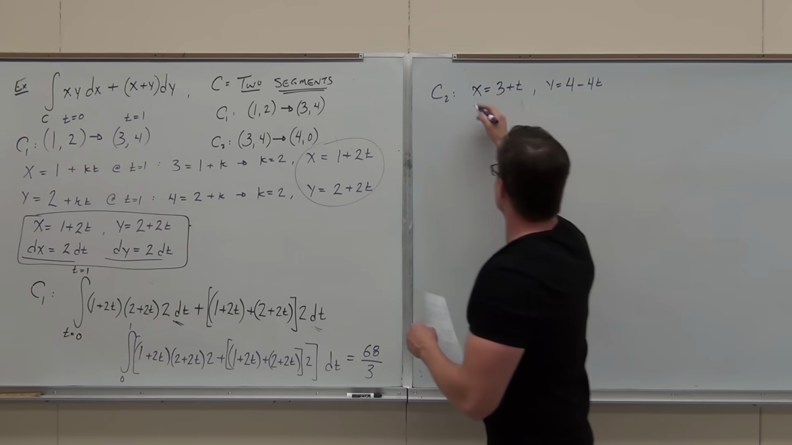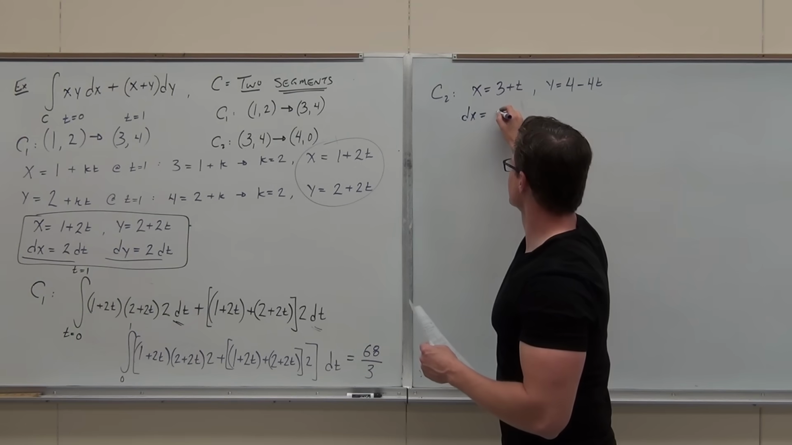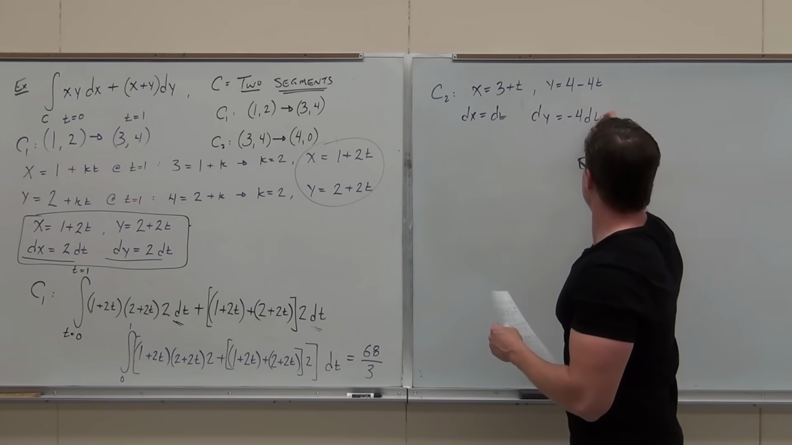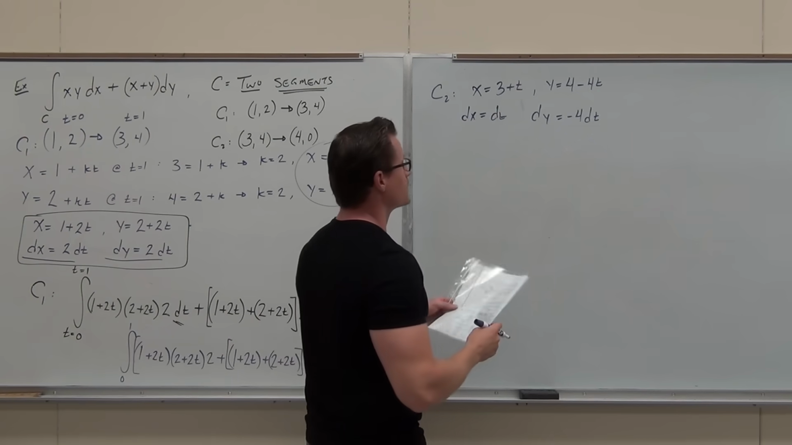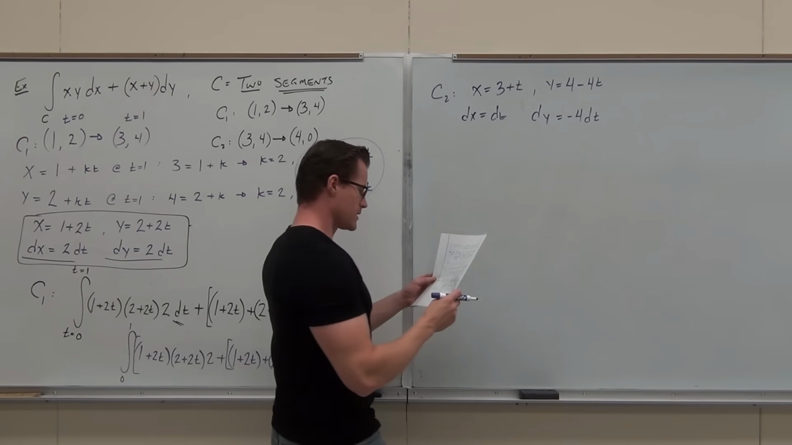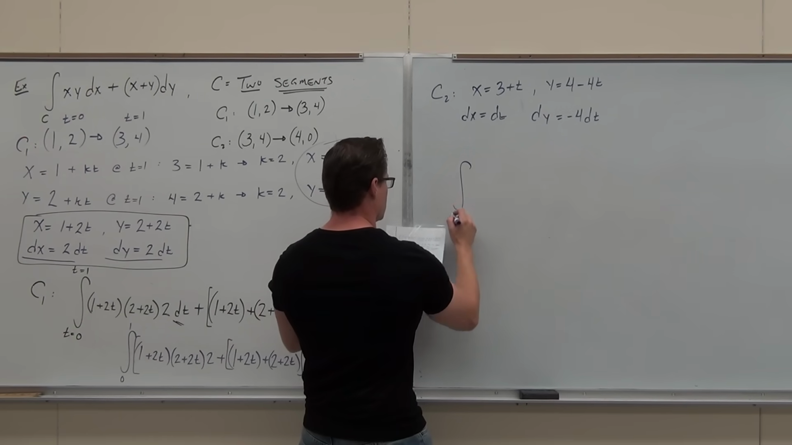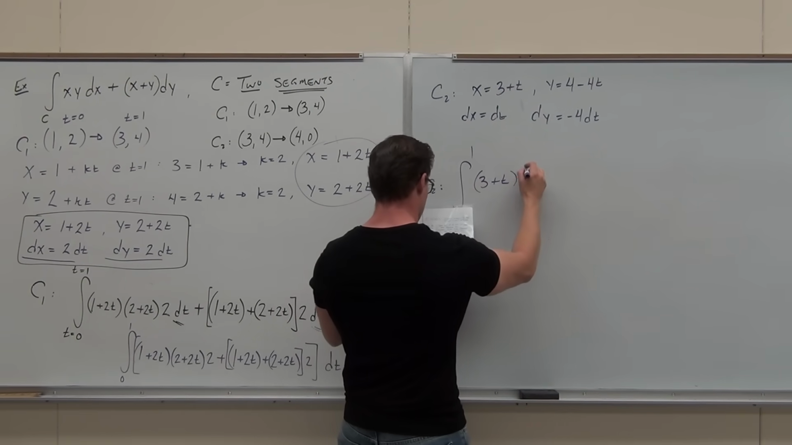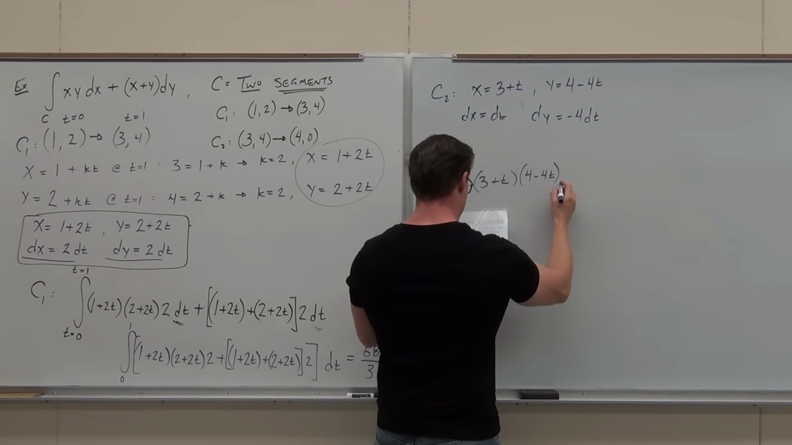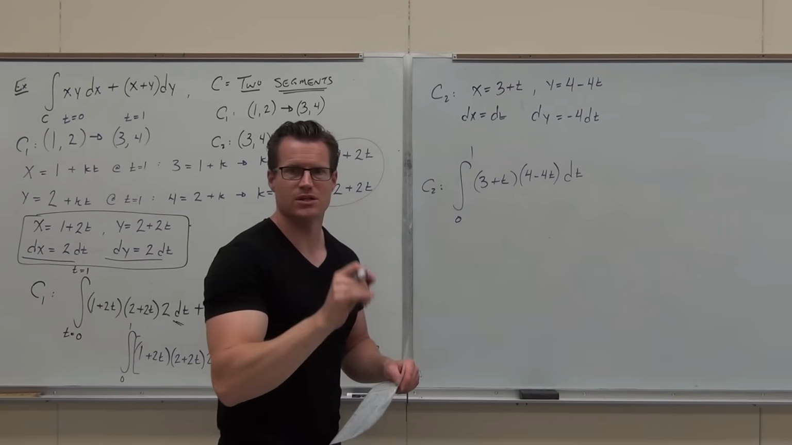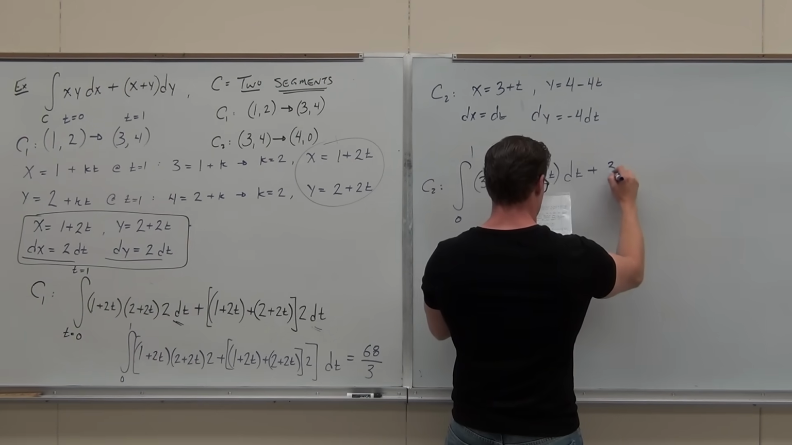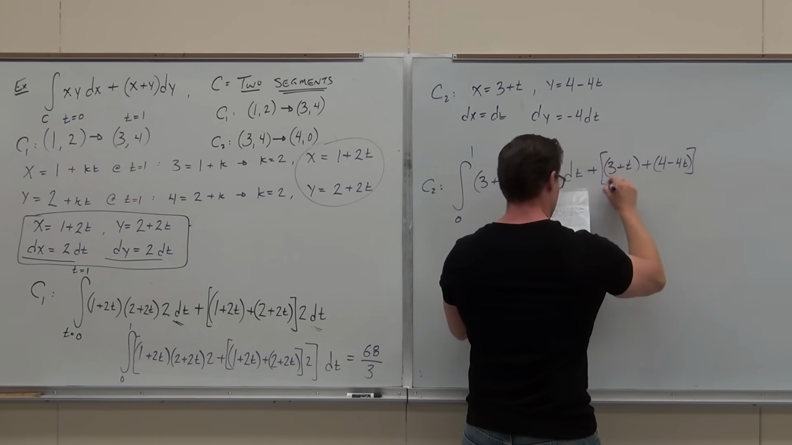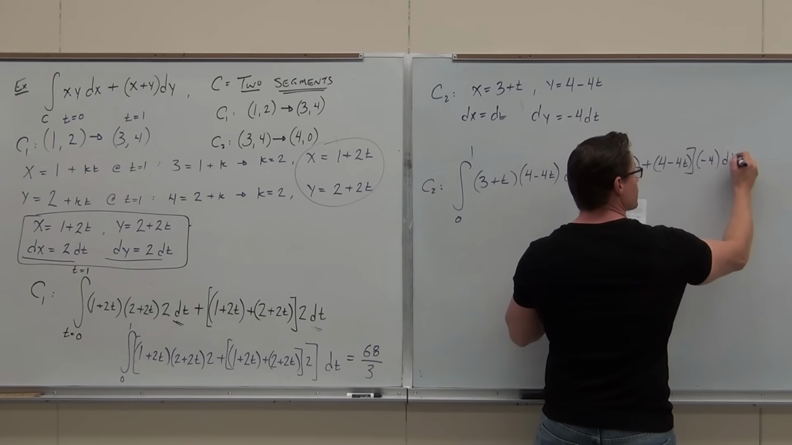You find your dx. Help me out with this. What's your dx? 1 dt. What's your dy? Negative 4 dt. So when you plug this in, we get for C2, x, y, just dt for the dx. dx is just that. x plus y, negative 4 dt for the dy.